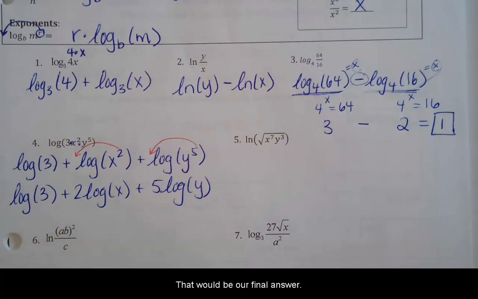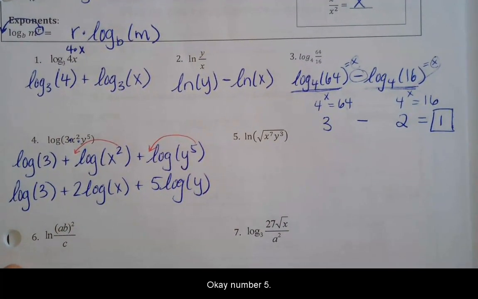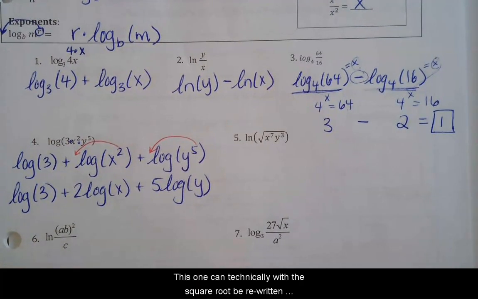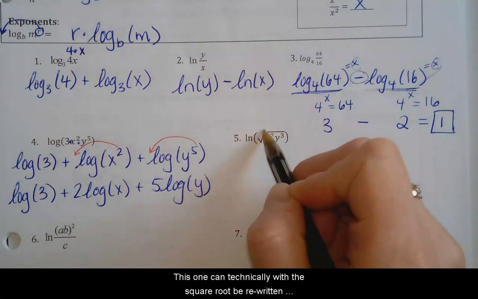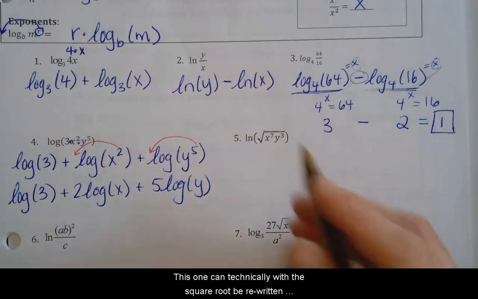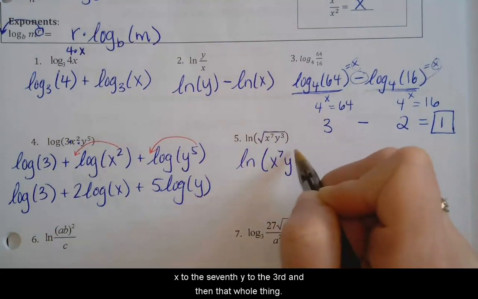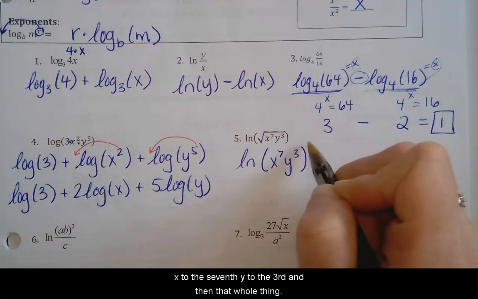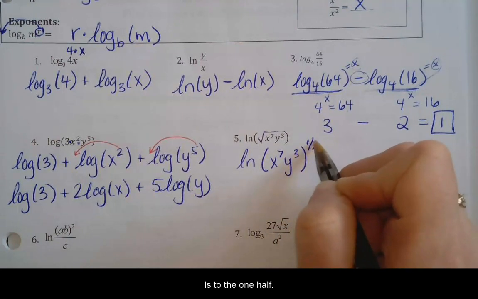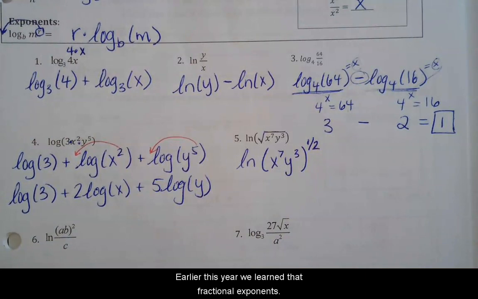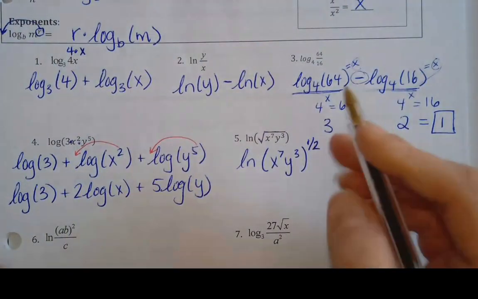That would be our final answer. Okay, number 5. This one can technically, with this square root, be rewritten as natural log of x to the 7th, y to the 3rd, and then that whole thing is to the 1/2. Because earlier this year we learned that fractional exponents, 1/2, is the same way to write radicals. So a 1/2 is a square root. So this has multiple layers to it.